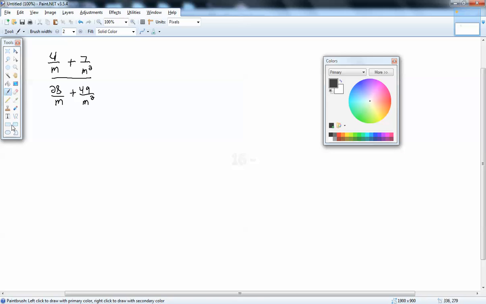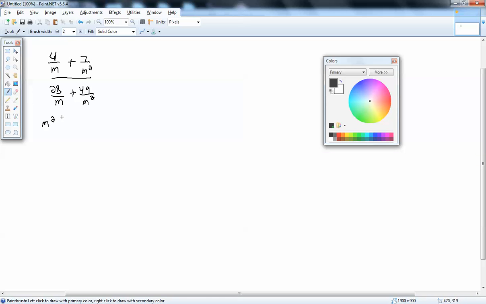Okay, so we're looking for the greatest number of m's in any single inner denominator. Well, let me use my mouse. This one right here, there's 1 m. This one, there's 2 m's. This one, there's 1 m. This one, there's 2 m's. So the greatest number of m's in any single inner denominator is 2. So our LCM will be m squared.